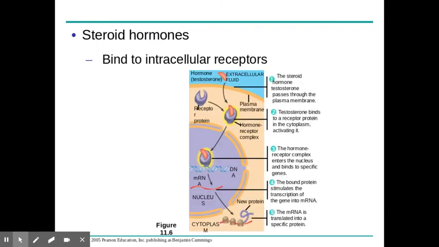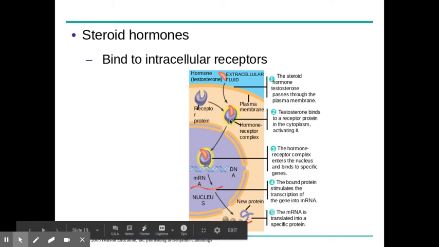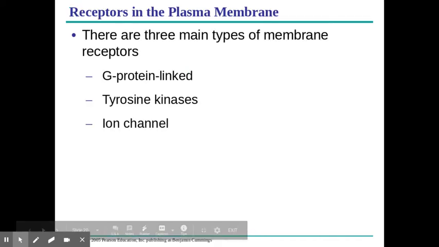So steroids would be an example of it. These would be non-polar. So you can see here's our signal molecule. It's going to pass directly through that membrane, and it's going to reach its receptor in the cytoplasm. It's still going to cause that transduction and a cellular response. It's just a different location for its receptor.